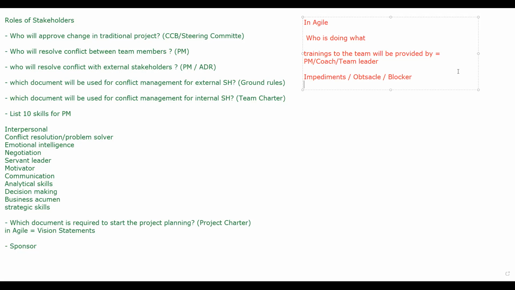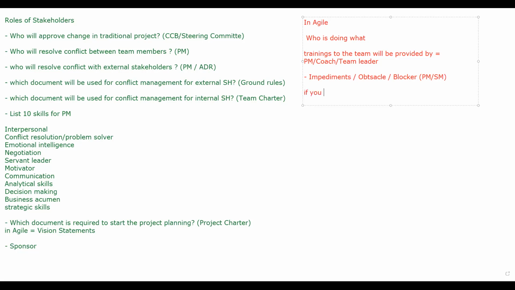Because if the training is not there, your work will be stopped, or your work will not be of the same quality. So if it is quality related, it will be an impediment. If it is a mandatory requirement, it will be an obstacle. And if you are waiting for permissions from a sponsor or from higher management, or the person is not free to give you the trainings, then it's a blocker. So in any case, whether it's impediment, obstacle, or blocker, who should remove it? Scrum master or PM, sir. Yeah, project manager or scrum master.